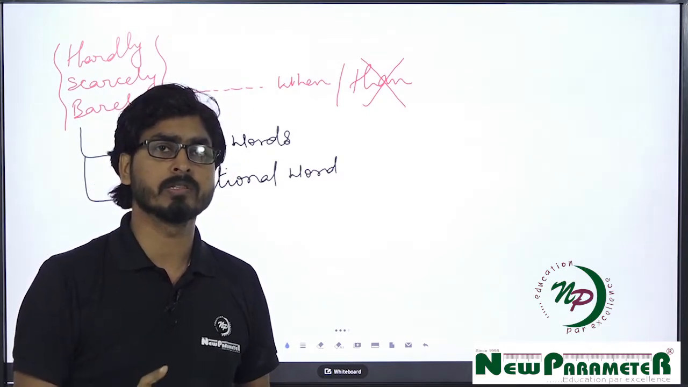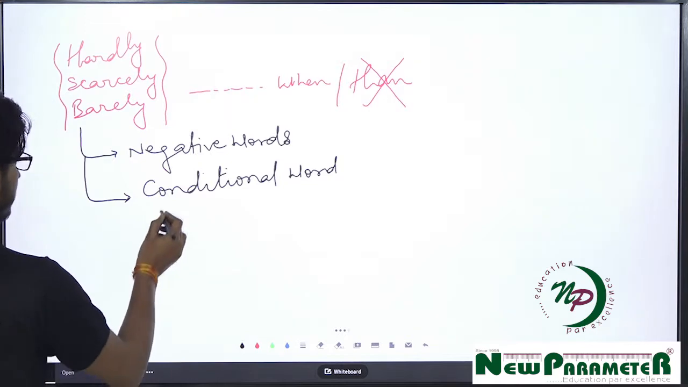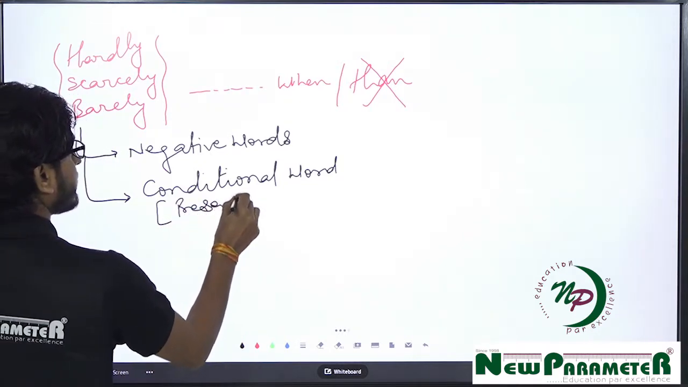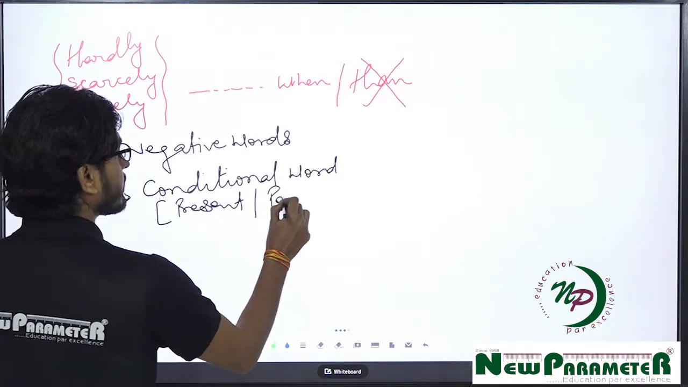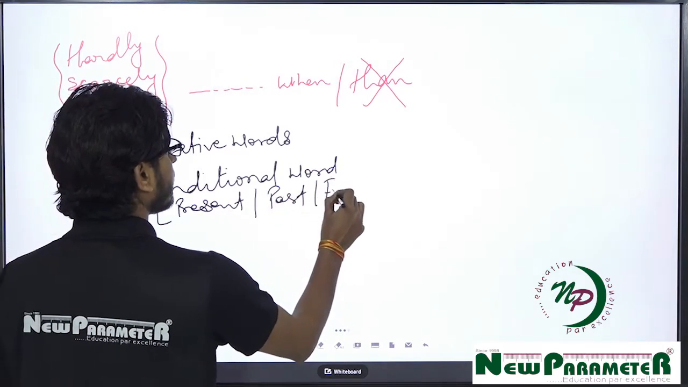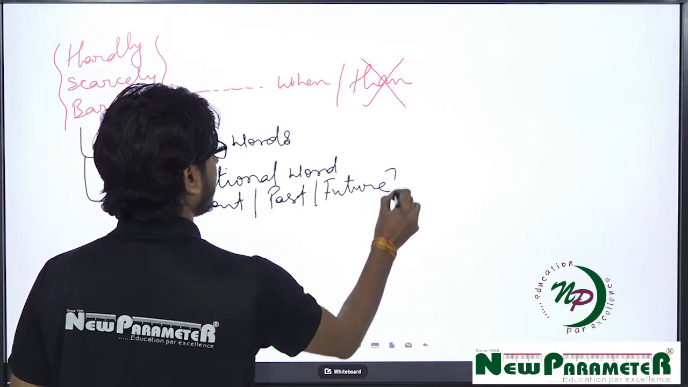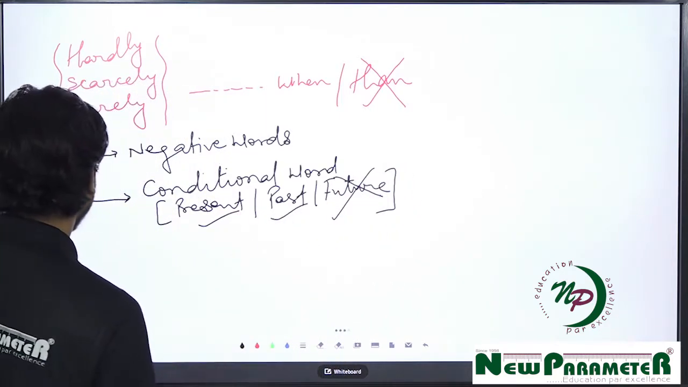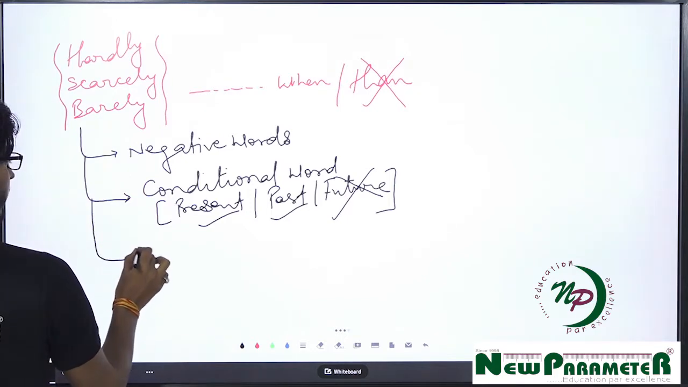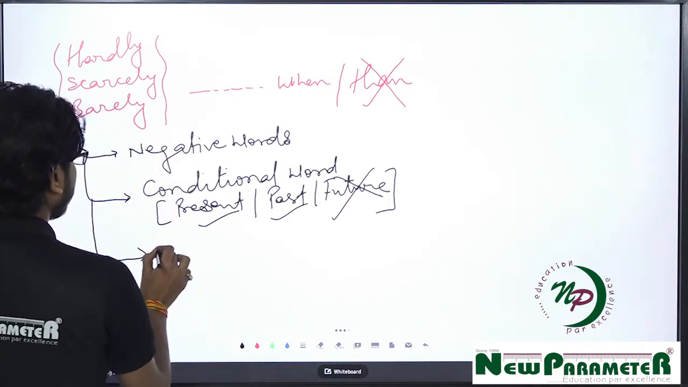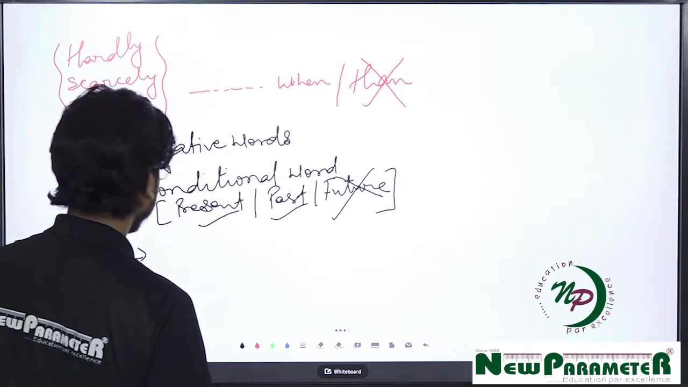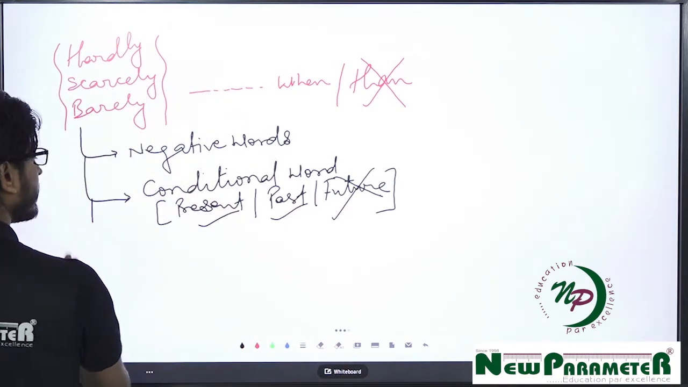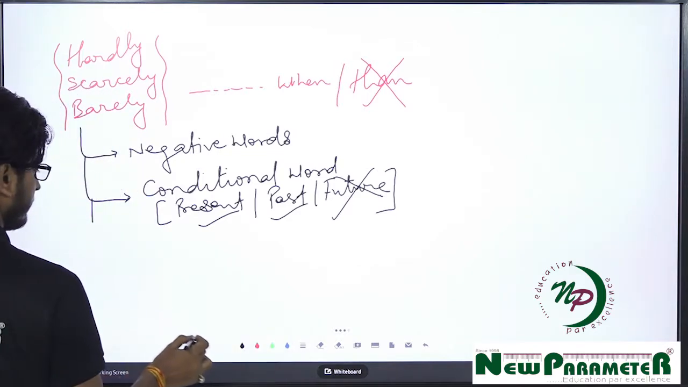Say for example, I'm writing here, present can be used, past can be used, but future cannot be used. Okay, present and past is possible. Third point, these are negative words. Oh, sorry, I have already written it. Okay, no problem. We'll see an example.